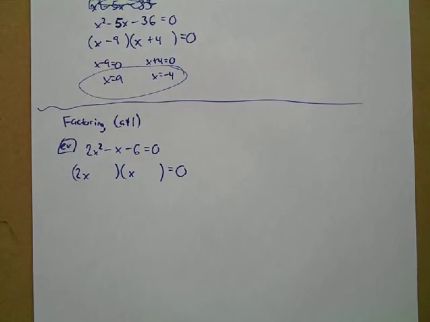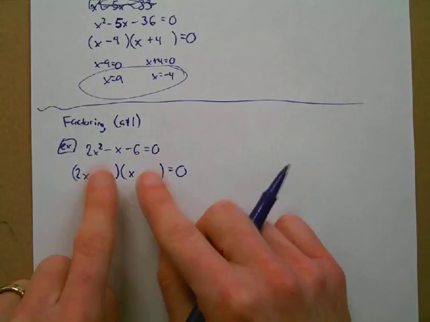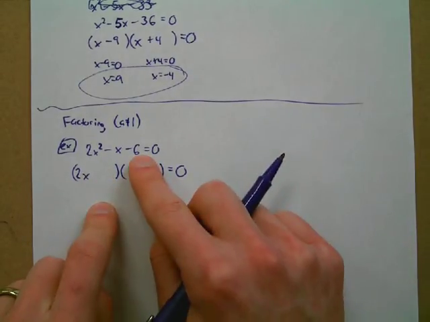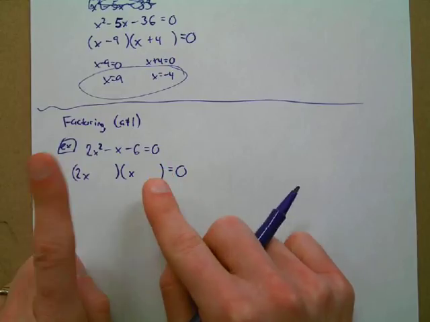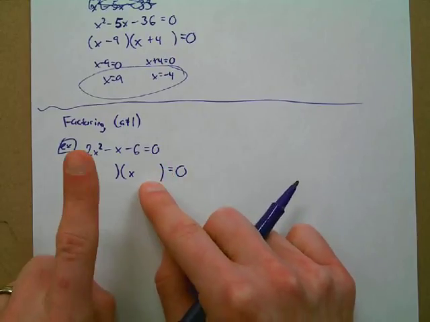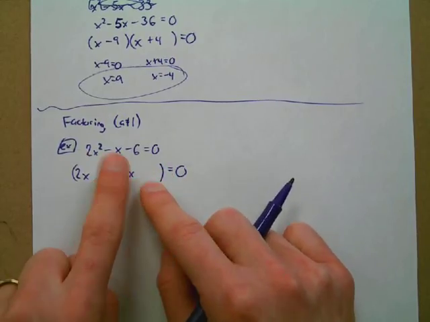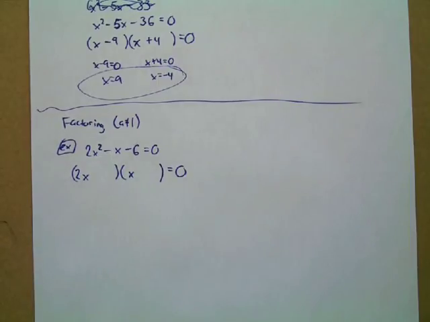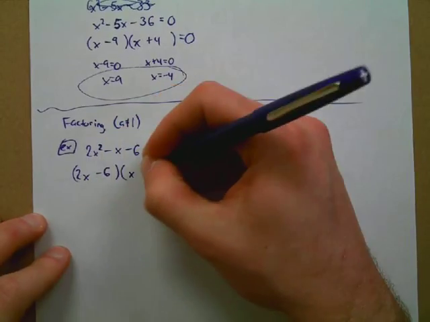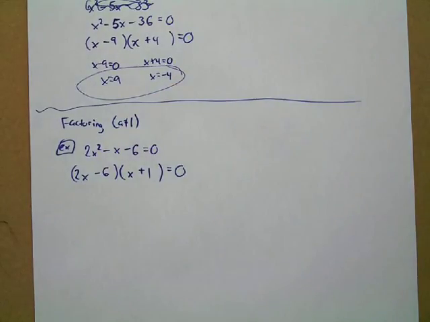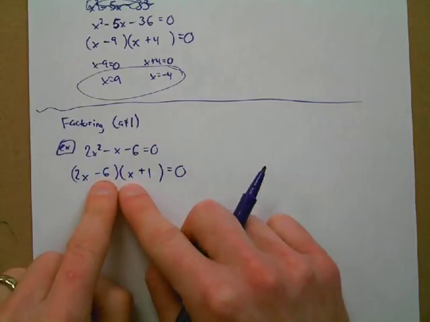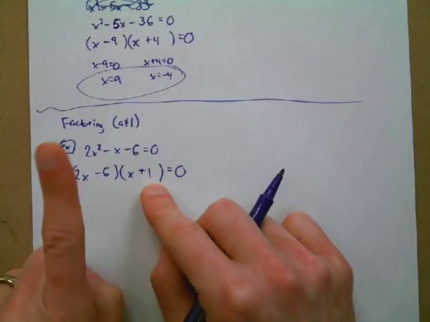So you can do this just by guessing and checking. For example, let's say this is negative 6 and positive 1, and then you check to see, does that work? Negative 6x plus 2x gives me negative 4x, not negative x. So, wrong. Let's try again. You can guess again: plus 3 and minus 2.